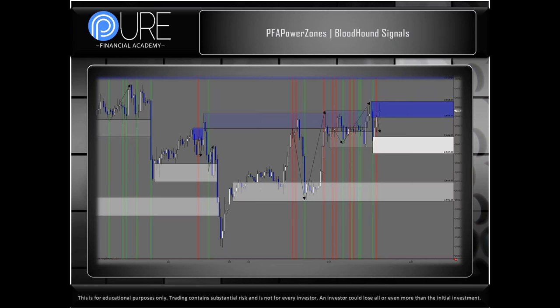This is where we're getting into the nitty gritty. What you're seeing here, before we go out to the live charts, is just an introduction to BloodHound. This is how our software and BloodHound work together to give you very straightforward signals. You can see those green and red vertical stripes there. What that is, in our case, is simply retests of either a buy or a sell zone. So without spending too much time here, why don't we skip through this and just look at it on a live chart, yeah?